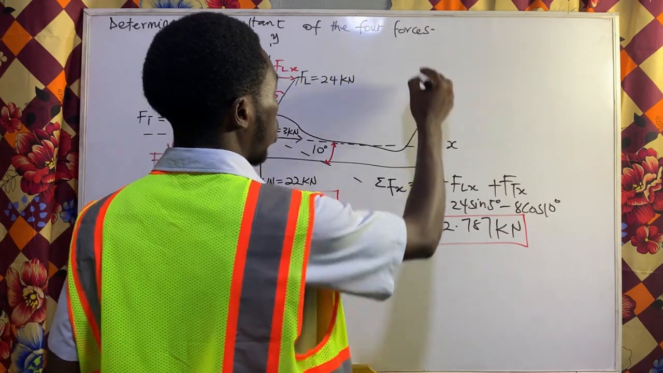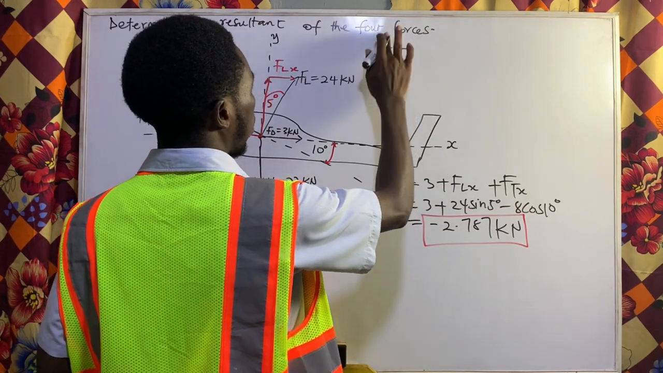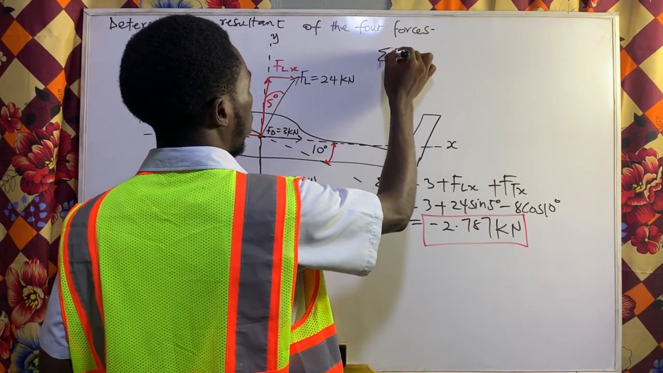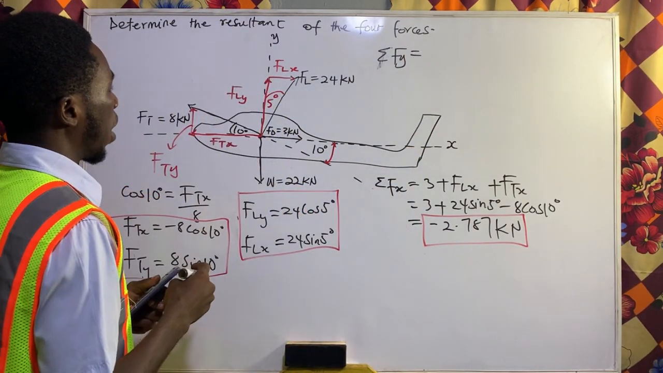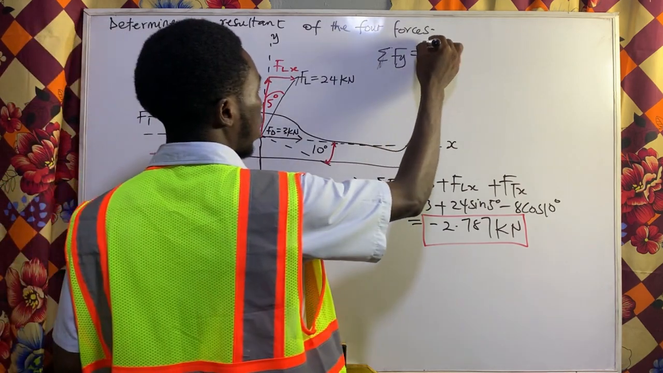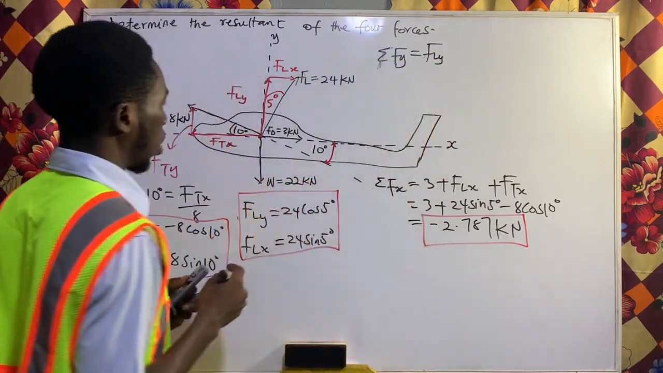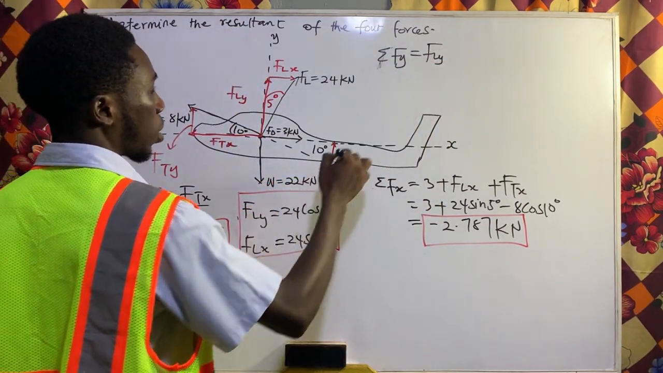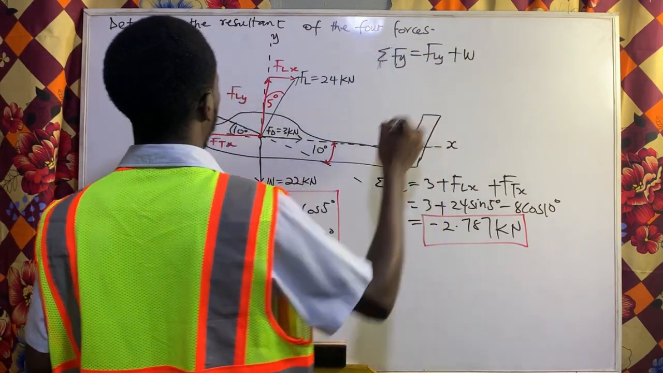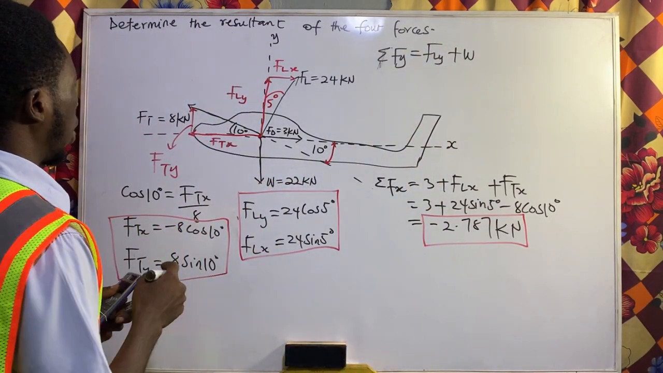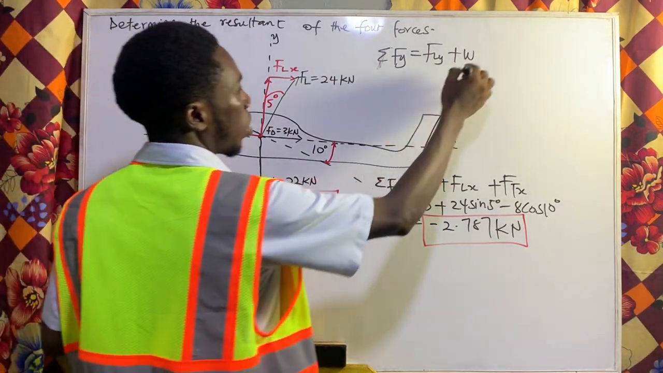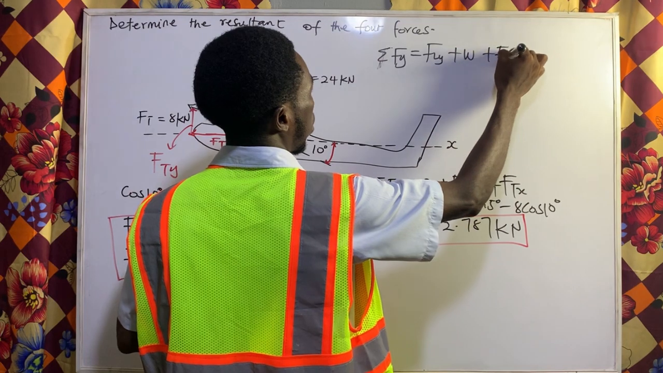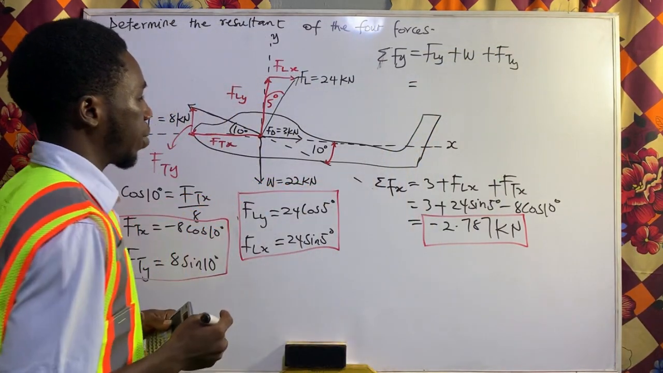Okay, so let's do the same for the sum of the forces in the y-axis direction. Okay, so for the sum of forces in the y-axis direction, we have FLY, right? Okay, plus the weight force, plus W. Okay, and then you have the y component of this, so that was FCY plus FTY. So let's do the substitution.